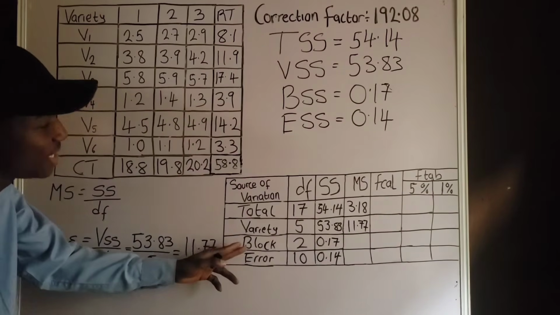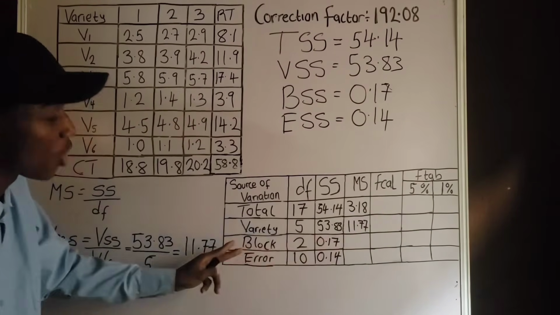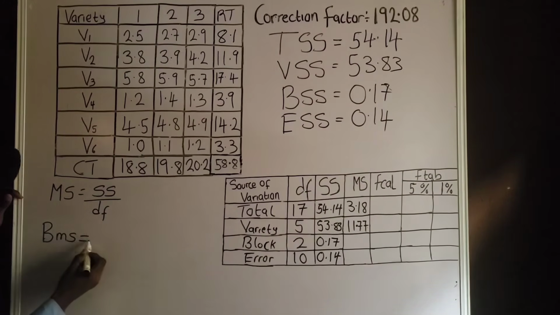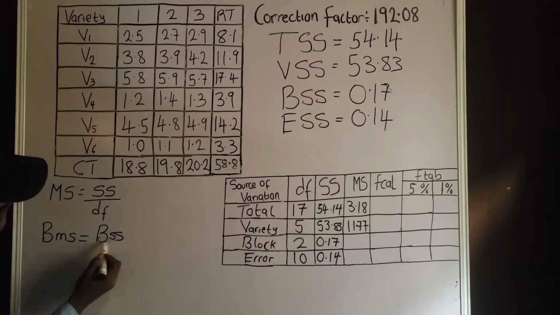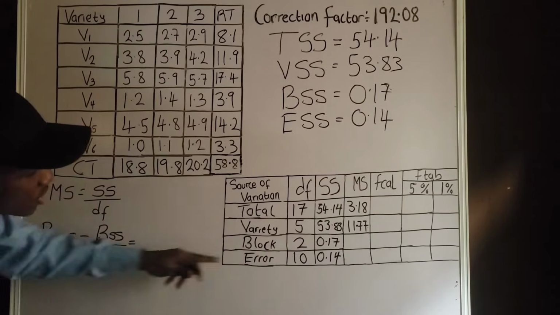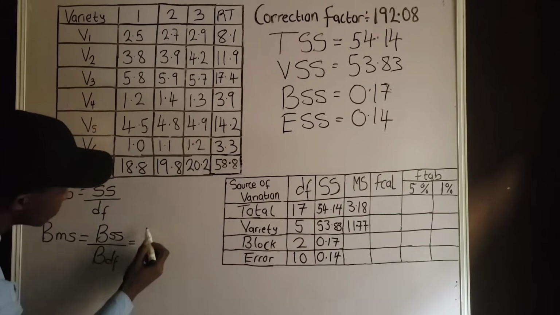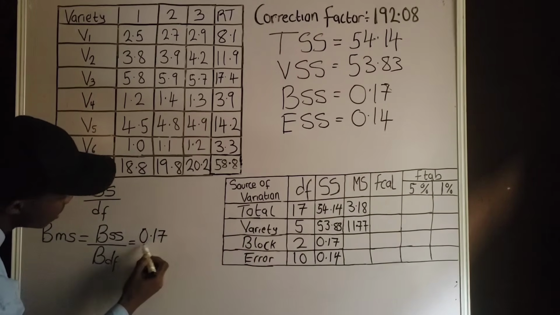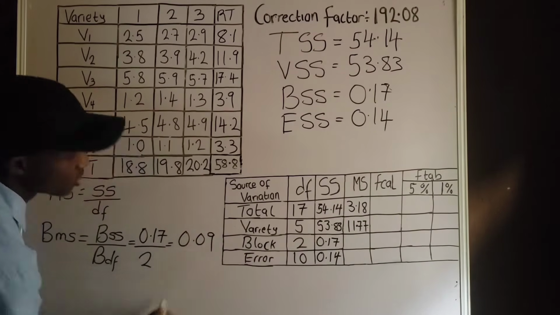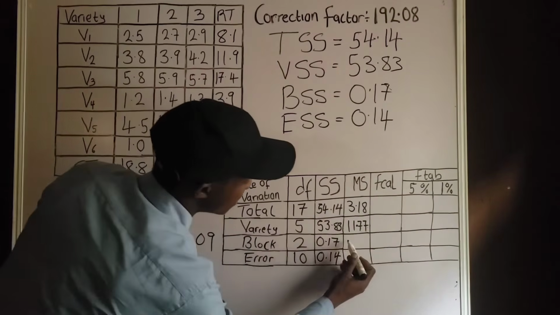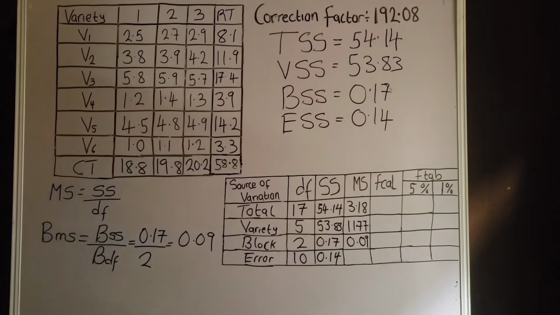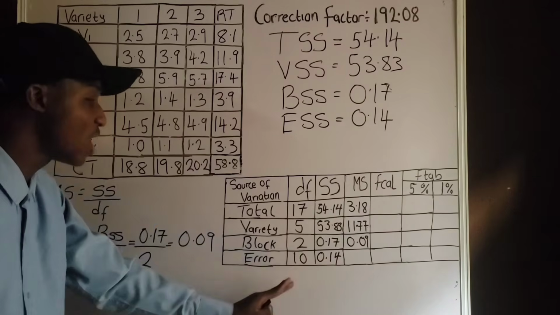Okay, let us calculate the mean square of block. That is block mean square. Block mean squared is equal to the block sum of squared all over the degree of freedom of block. So the block sum of squared is 0.17. So I'm going to have 0.17 all over 2. The answer is 0.09. So the value of mean square for block is 0.09.